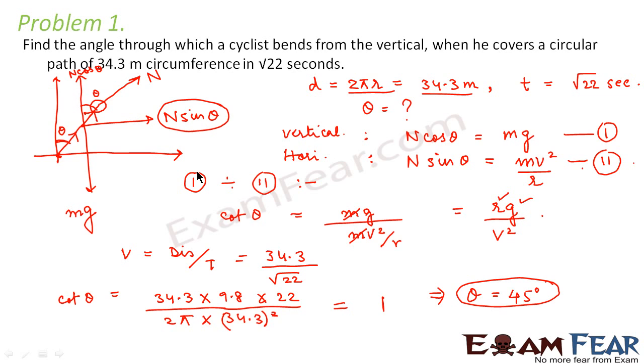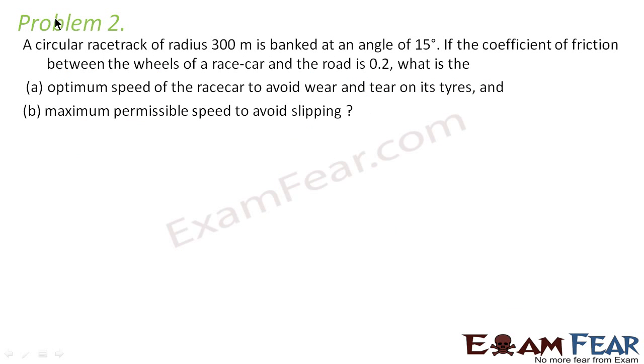Now let us look at another problem. The problem says a circular race track of radius 300 meter is banked at an angle of 15 degree. If the coefficient of friction between the wheels of a race car and the road is 0.2, what is the optimum speed of the race car to avoid wear and tear on its tires?